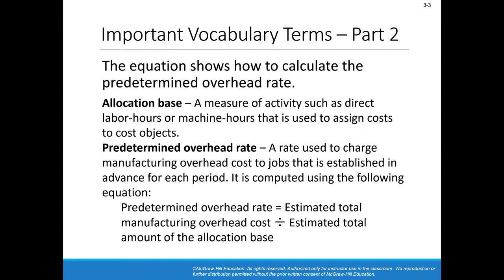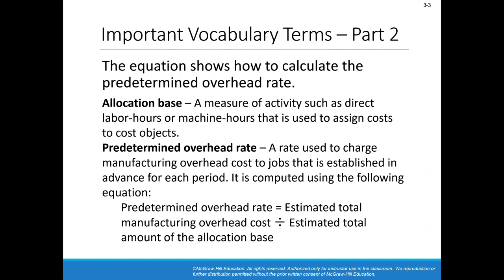All right, the equation shows us how to calculate the predetermined overhead rate. So remember, we need to come up with what that estimate is going to be for the year. And we have to look and see what we are estimating costs to be, and what we are going to have as the cost driver. So we have our allocation base, a measure of activity such as direct labor hours or machine hours that is used to assign costs to objects. So that's our cost driver. So that was that bottom number.